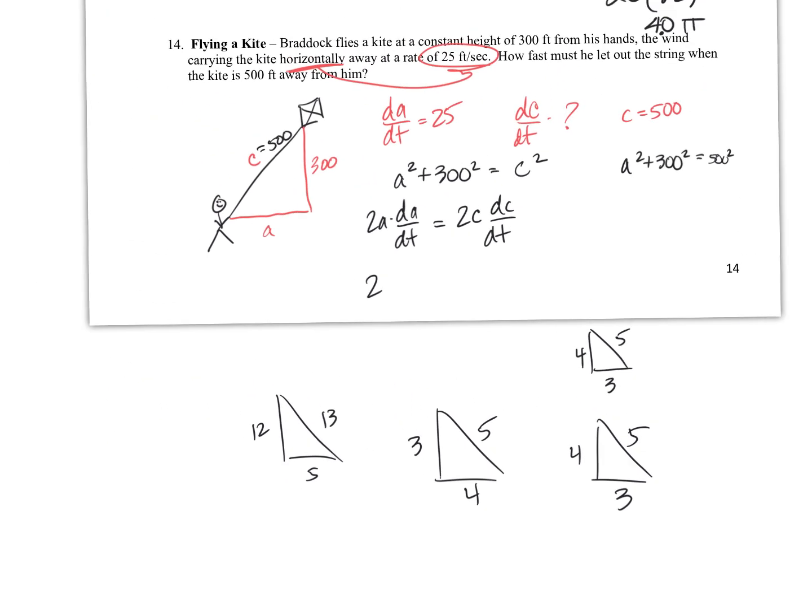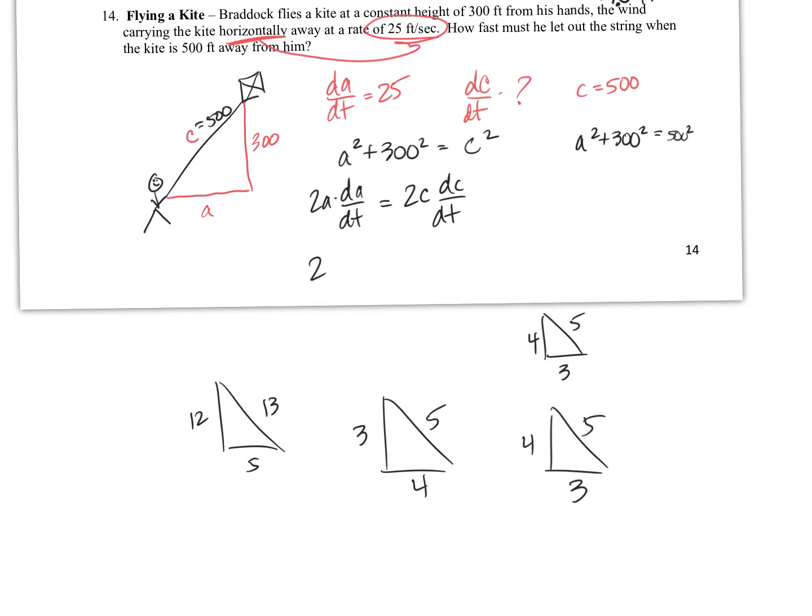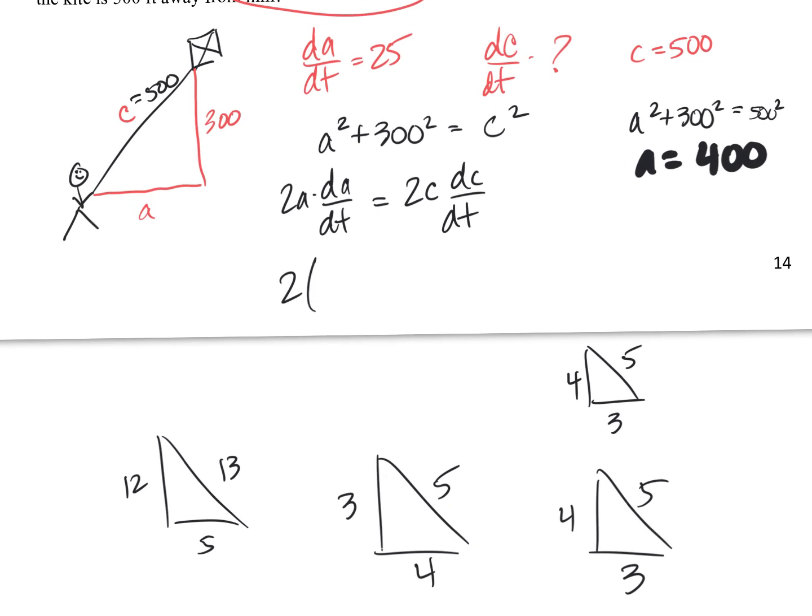So what does my A have to be using that Pythagorean triple? A is 400 at this moment. So I'm going to say A is 400. dA/dt, do we have something for that? Equals 2 times what's my C at this moment? 500 dC/dt.